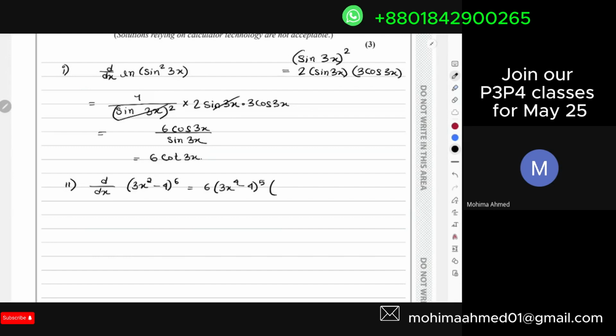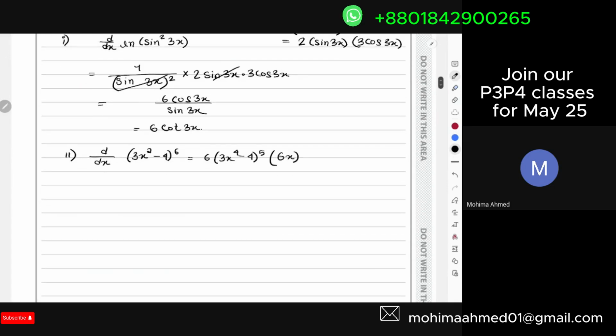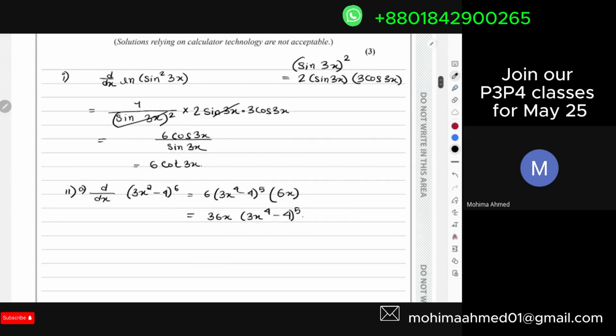And then inside the bracket, I'm going to write this as how much? 6x only, right? The minus 4 will be entirely vanished. So we get 6x only. That means if I multiply 6 with 6, then we get 36x(3x² − 4)^4... power 4, minus 4 power 5. This is the only part for your part 2a.